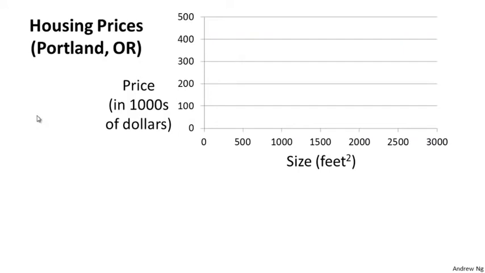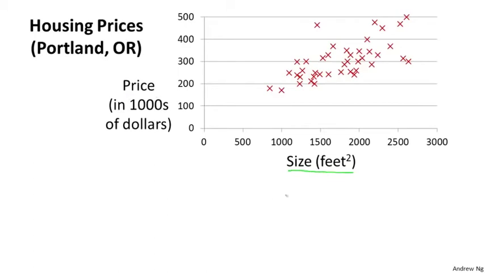We're going to use a data set of housing prices from the city of Portland, Oregon, and here I'm going to plot my data set of a number of houses of different sizes that were sold for a range of different prices. Let's say that given this data set, you have a friend who's trying to sell a house, and your friend's house is of size 1,250 square feet, and you want to tell them how much they might be able to sell the house for.